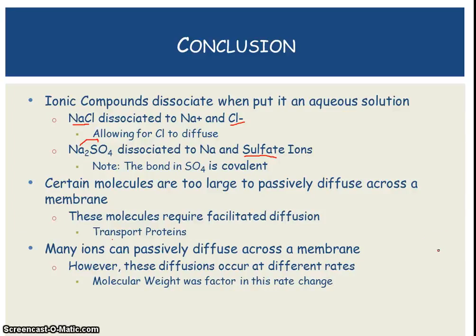A conclusion to this experiment. Ionic compounds dissociate when put in an aqueous solution. We observe this when NaCl dissociated into Na+, sodium, and chloride, Cl-. This allowed for Cl, or chlorine, to diffuse.